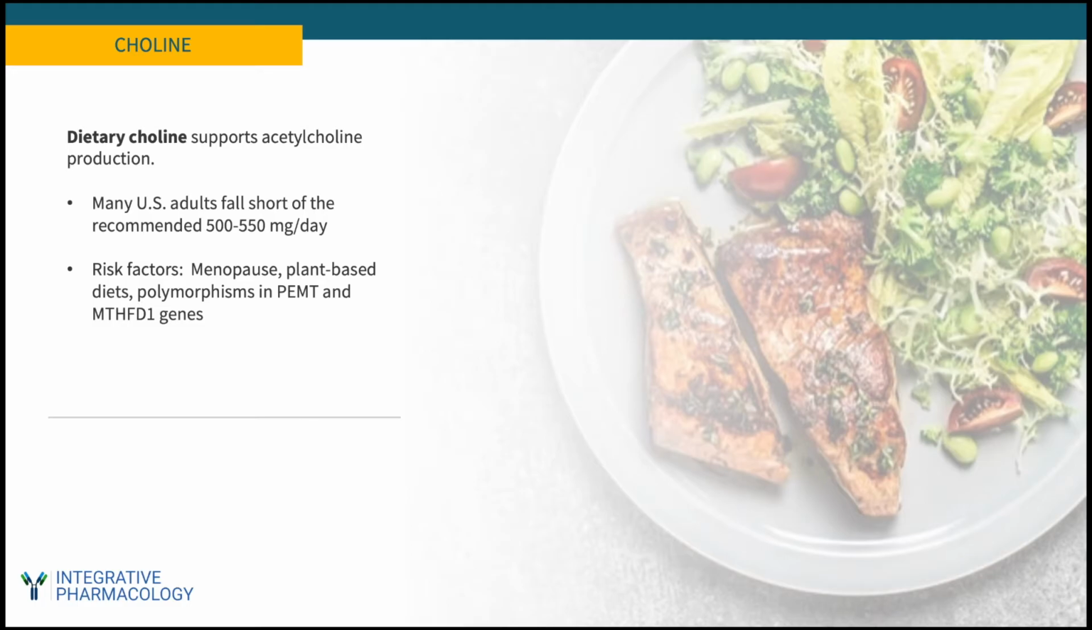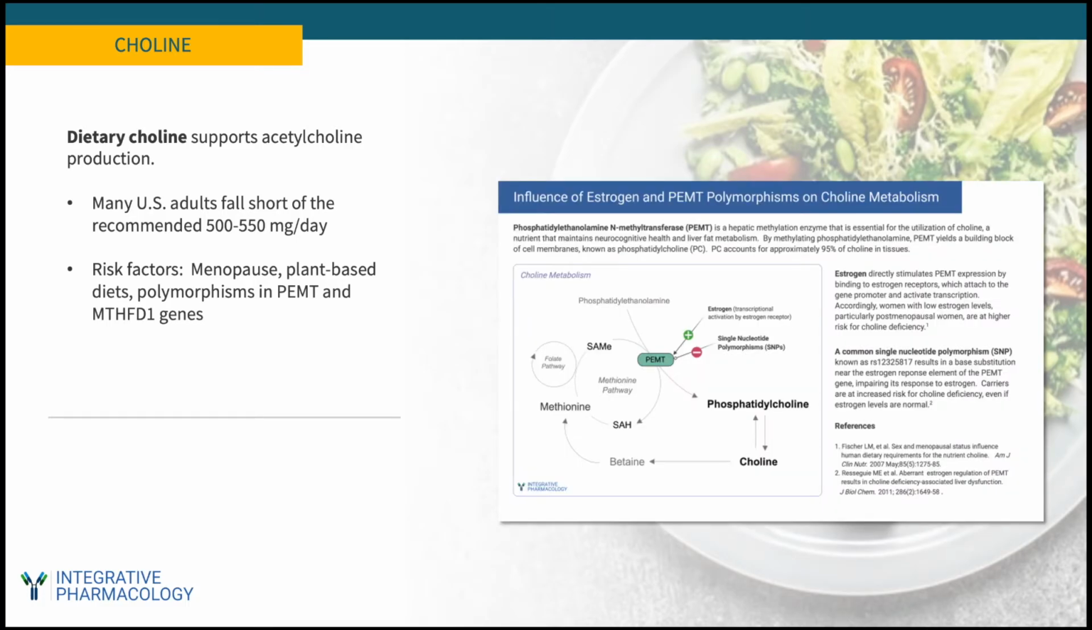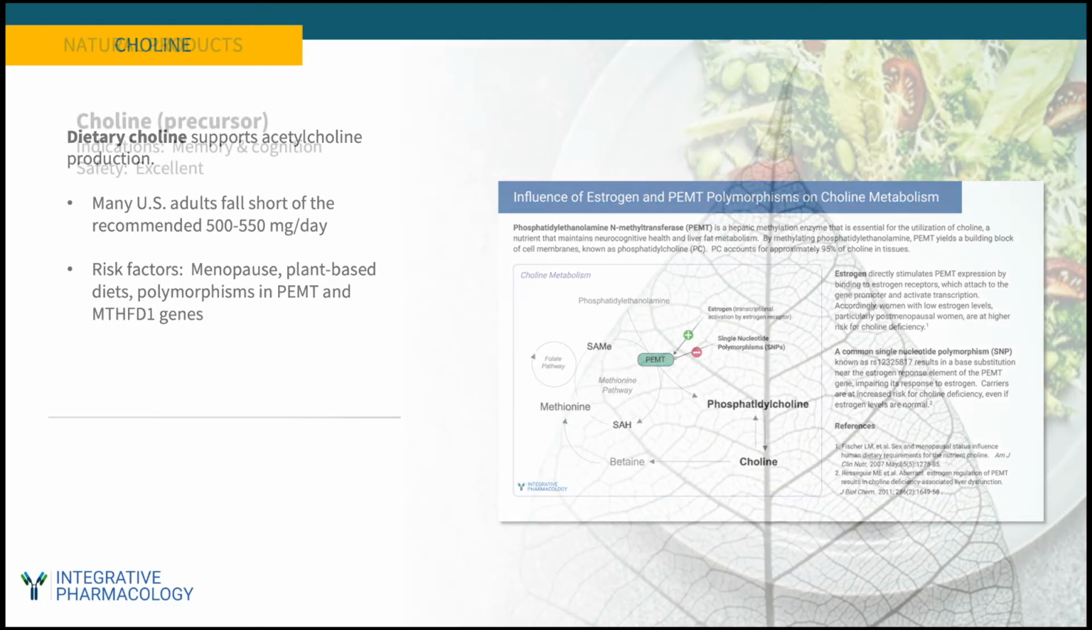Polymorphisms in specific genes that synthesize choline, like PEMT or MTHFD1, may also be involved in determining somebody's risk. There's a flashcard on integratedpharmacology.com that goes through the influence of estrogen and polymorphisms in the PEMT gene. You might find this information helpful if you deal with postmenopausal women who complain of memory loss.